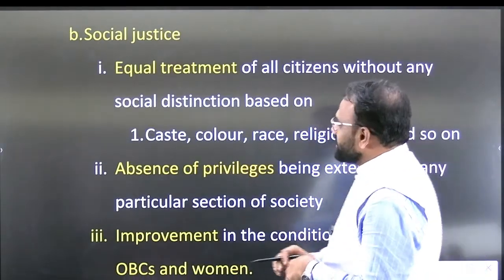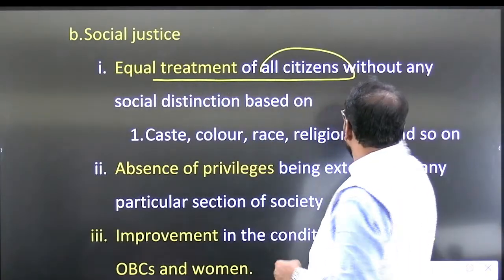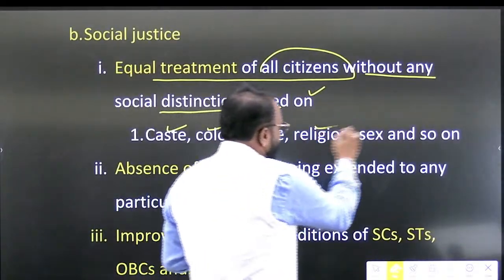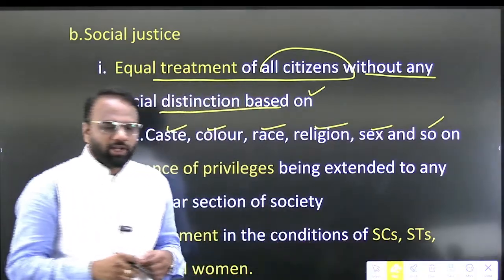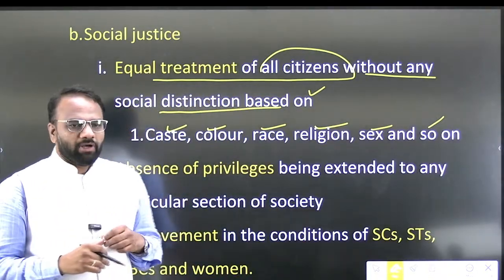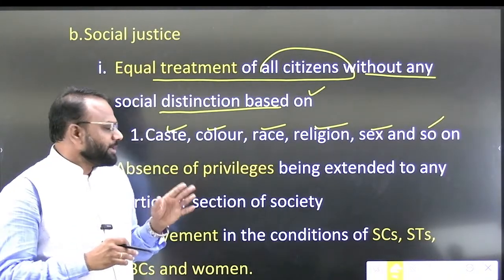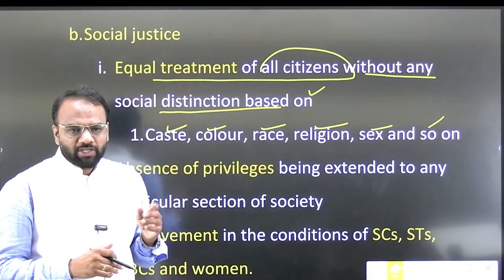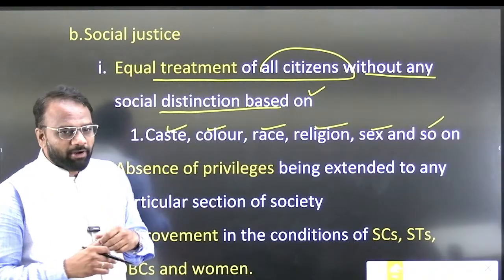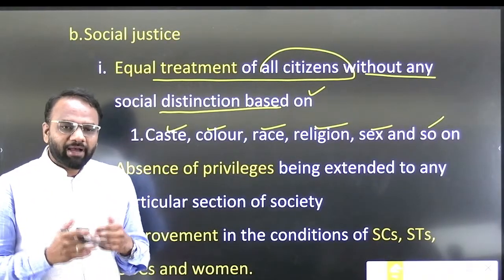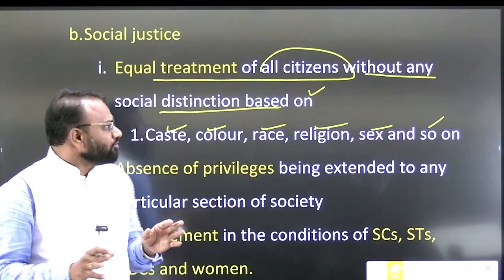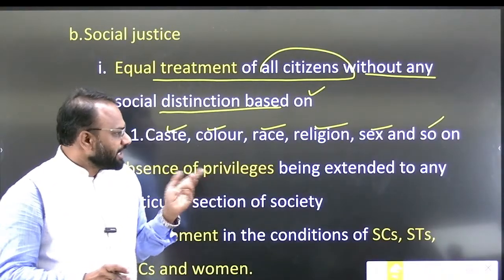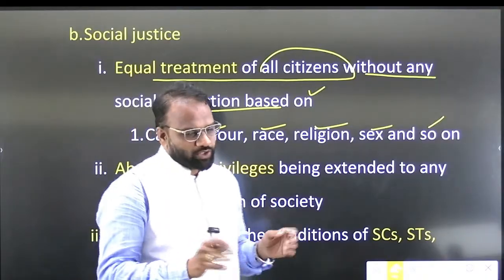So social justice is equal treatment of all citizens without any social distinction based on caste, color, race, region, sex, and so on. When you treat all the people equally, without discriminating on the basis of caste, color, race, region, or sex, that is male or female, this is an example of social justice. In the examination, they may frame such statements. For example, equal treatment of all citizens without any discrimination based on caste, sex, religion. This indicates what kind of justice? Social justice.